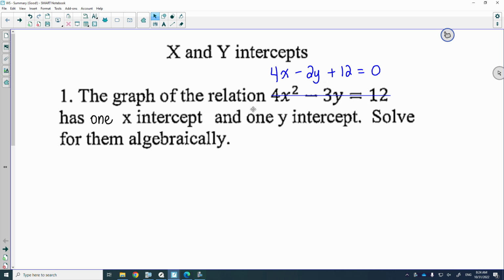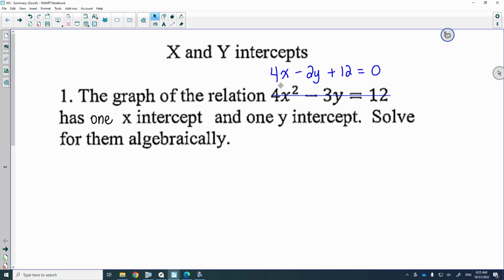Okay, so let's look at this first question, x and y intercepts. I want you to change the question that you were given because yours has 4x squared on it. So just cross out the question that's on your worksheet and write down 4x minus 2y plus 12 equals 0.